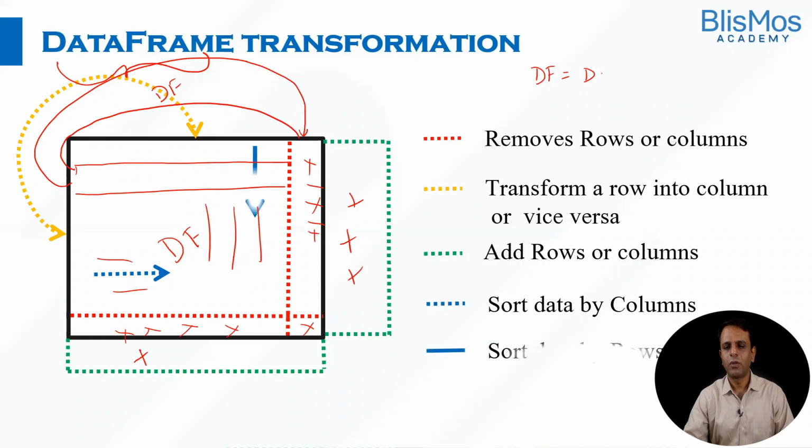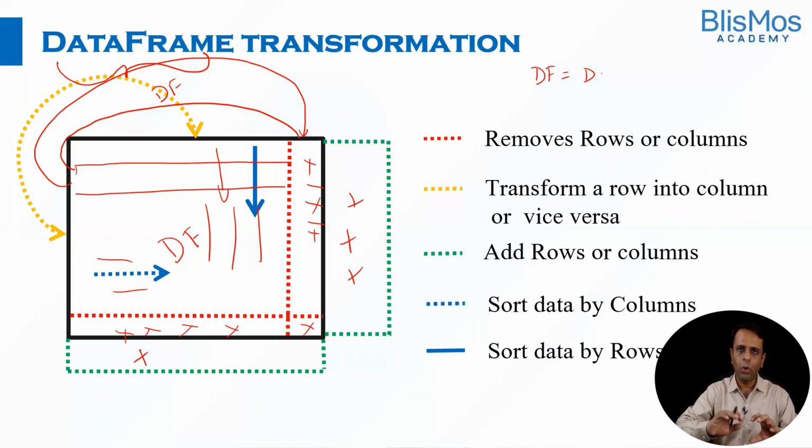The next thing is you can sort the data by rows also. Let us say you have multiple rows like this, you can sort them by rows also. If you look at any of the transformations, more or less they will boil down to either adding a column or adding a row, or removing a column or removing a row, or transforming one row into a column or a column into a row, or sorting the data by rows or by columns. Thank you.